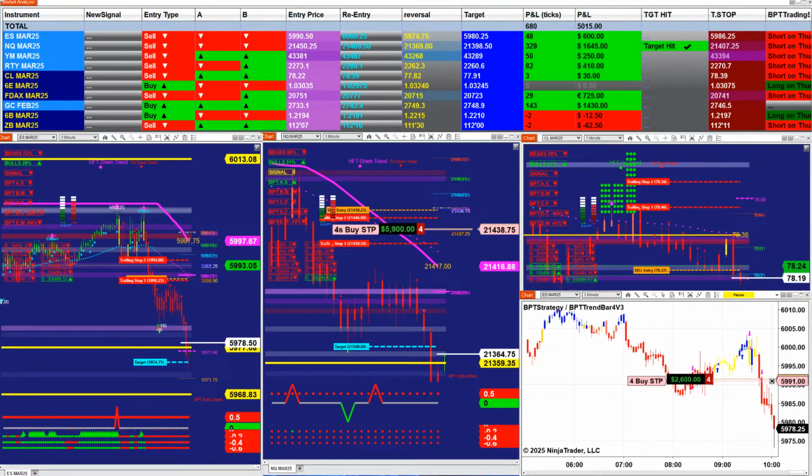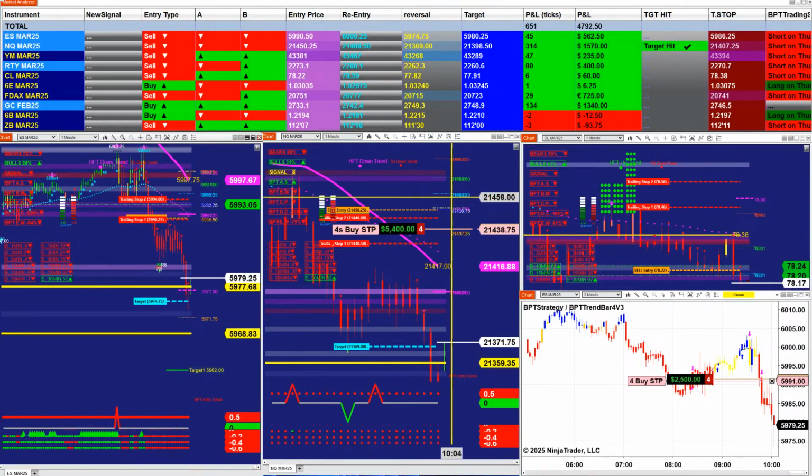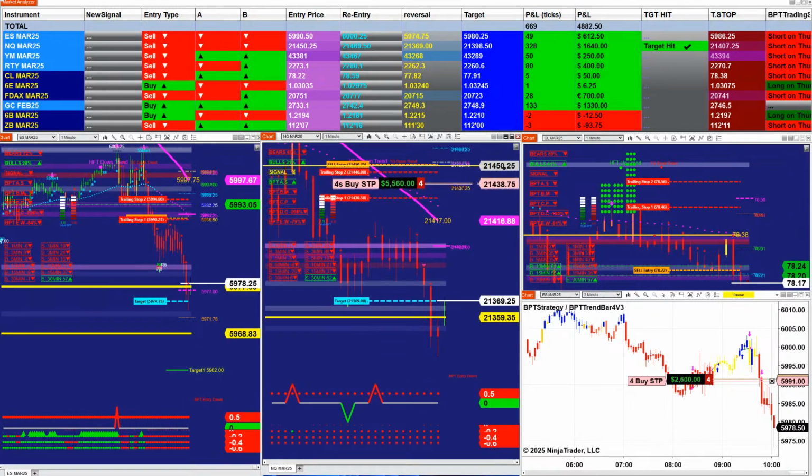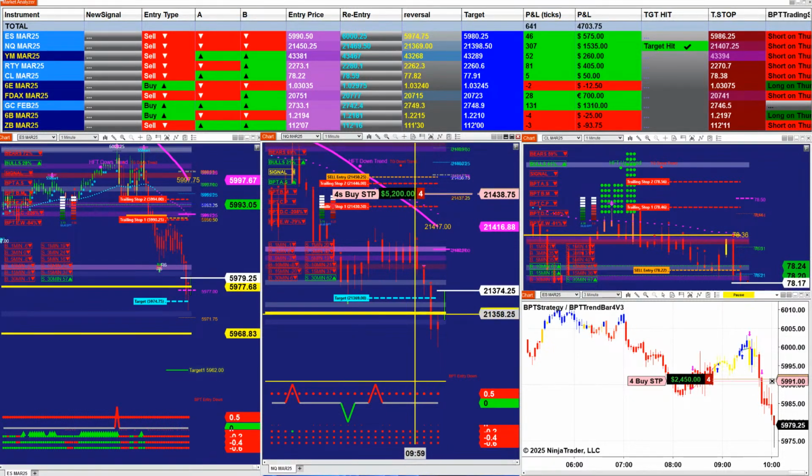Okay, everything is okay right now. We have a good start today, and we hit the target. Target hit on the ES. It is 5,974. For the Nasdaq, it was a very good entry. We hit the target, and here's a double support.